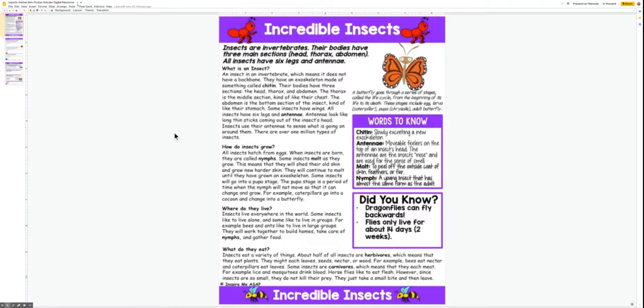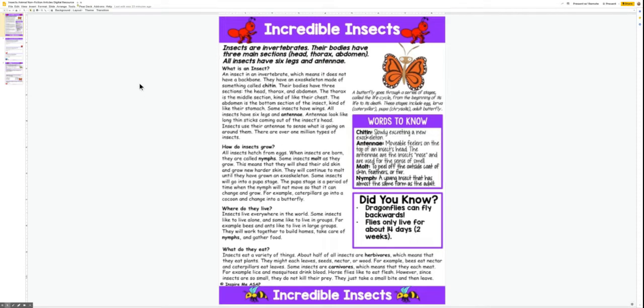All right, so that was very interesting about insects. There are over 1 million different types. They live anywhere in the world. We talked about how they molt and change their skin. Did you know dragonflies can fly backwards? Flies only live for about 14 days, or 2 weeks.